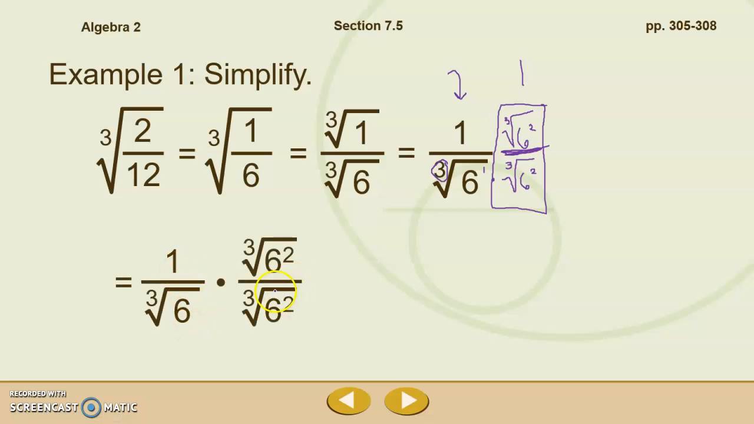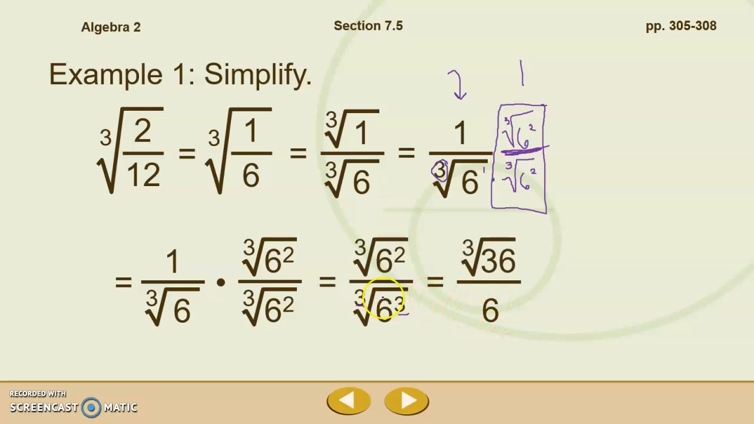So 1 times the cubed root of 6 squared over the cubed root of 6 times the cubed root of 6 squared gives us the cubed root of 6 squared over the cubed root of 6 cubed. And like I said, I knew that I wanted these to be the same so that they would cancel. So the cubed root of a cubed number cancels. So that leaves me just 6 on the bottom because these two things cancel. And the top becomes the cubed root of 6 squared, or the cubed root of 36.